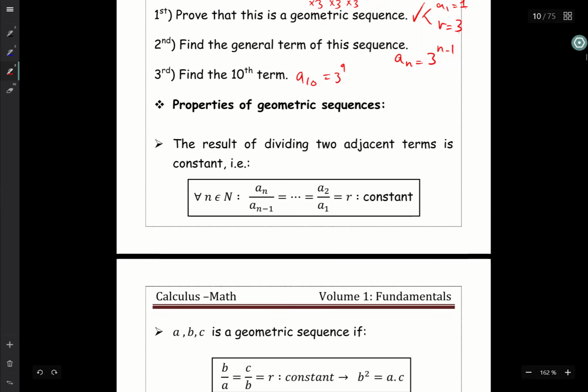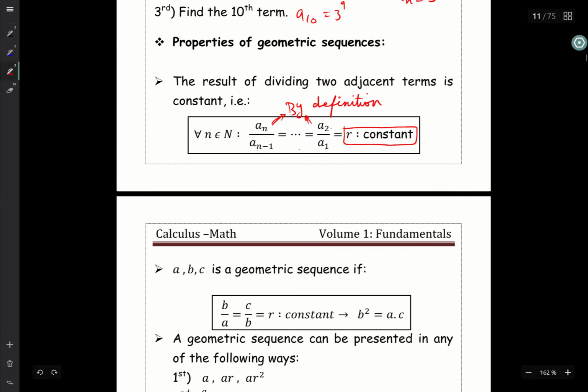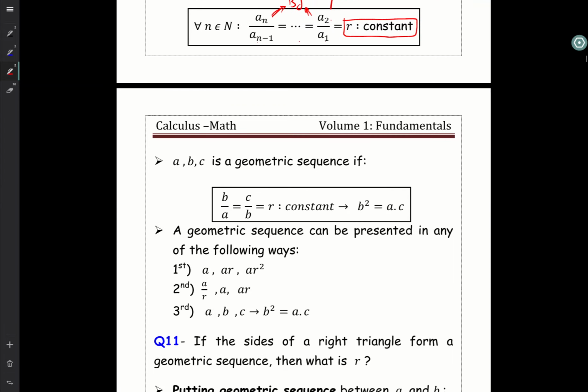Now, obviously, by definition, each term divided by its previous term should be constant, and all these ratios should be equal. A2 over A1, A3 over A2. This is by definition. This is a property that comes right out of the definition, right? Now, just like the arithmetic sequence that we had 3 terms and there was a relation between them, here for the geometric sequence we also have a relation.